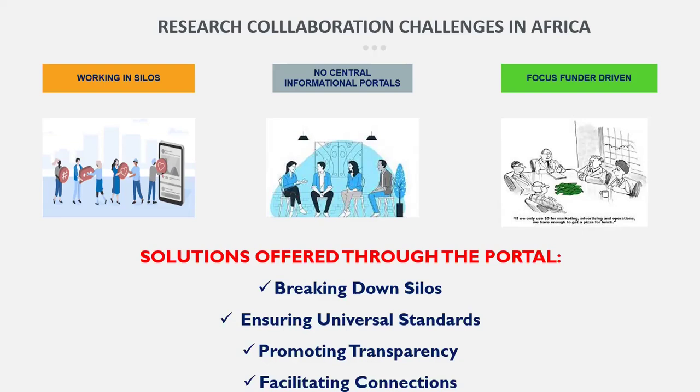And thirdly, we are promoting transparency, which is very key also to avoid duplication, as I did say. The increased transparency will definitely reduce corruption as well and enhance the integrity of research practices. And lastly, facilitating connections. We implement measures to foster connections and collaboration across different sectors and regions across the continent.